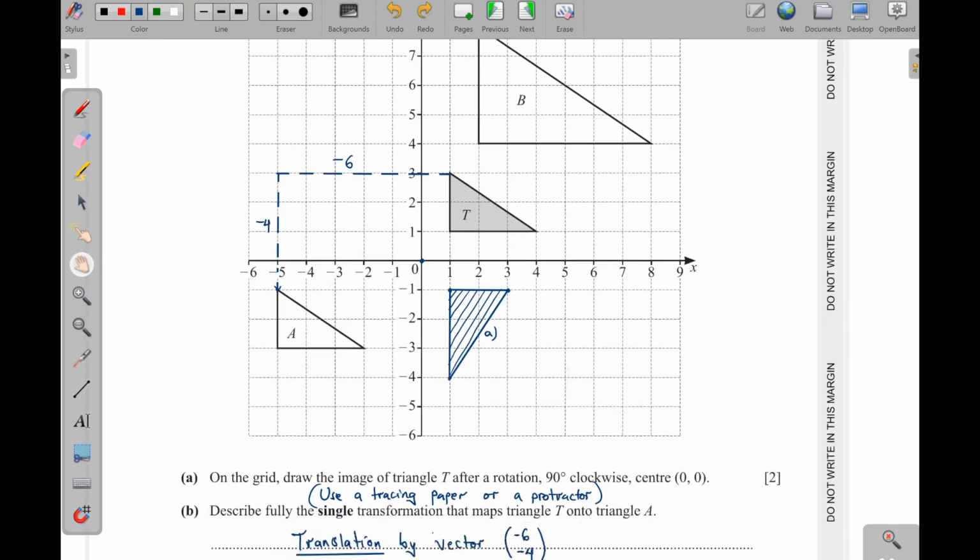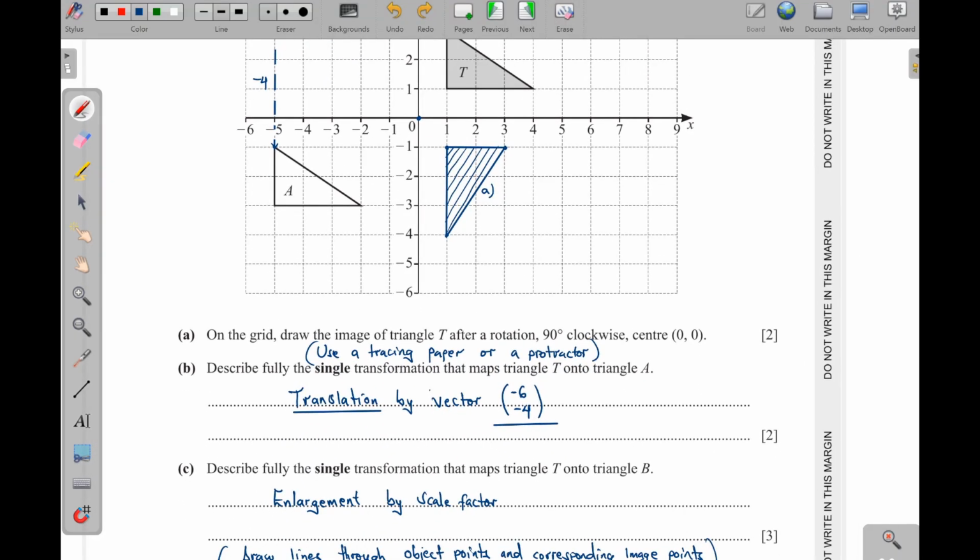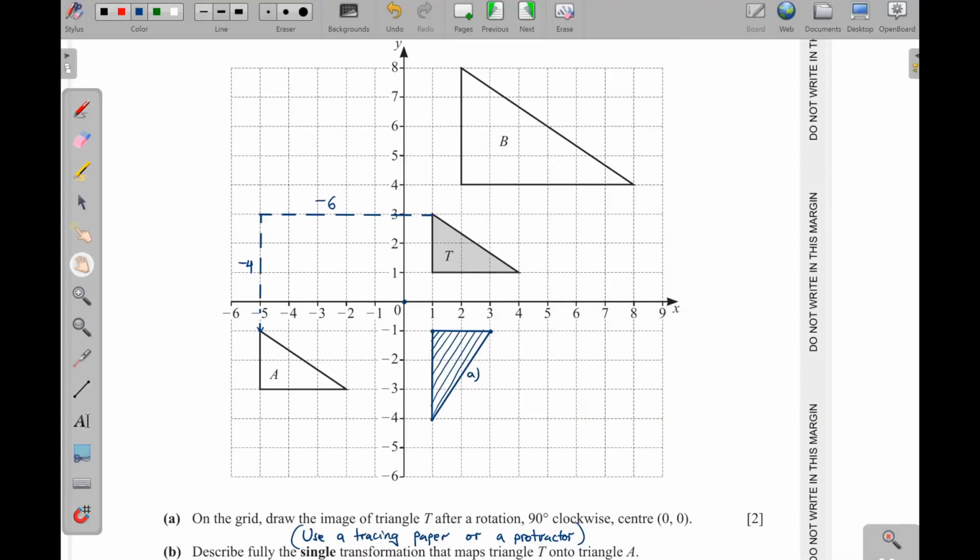So scale factor 2. Then center. We need to find the center of enlargement. What are those two coordinates there? Now, I said you get the ruler. You join. You get this point, join it to this one. Just draw lines all through. Draw lines through object and image points.